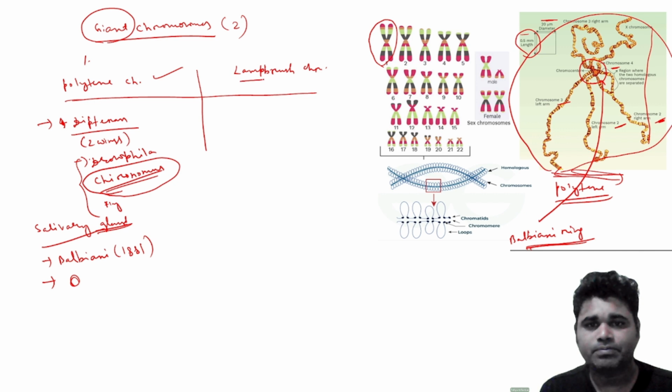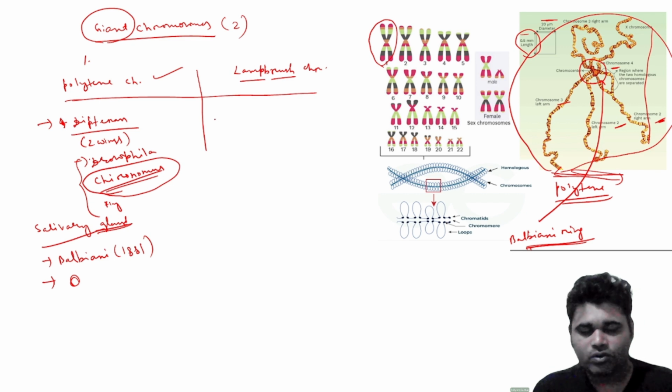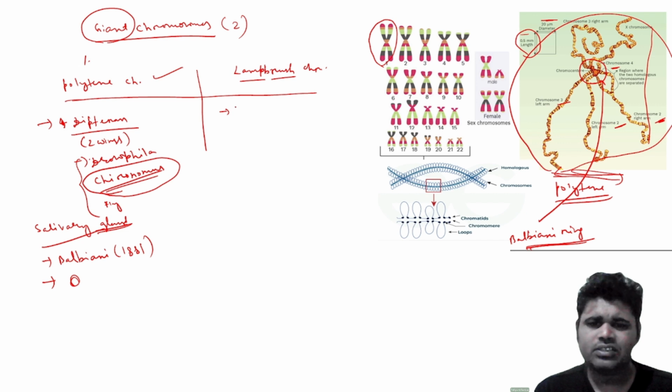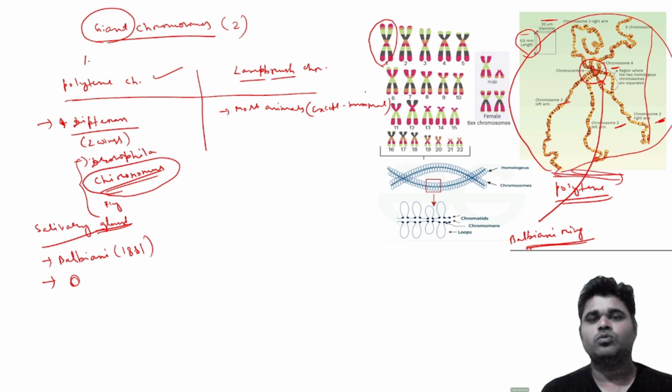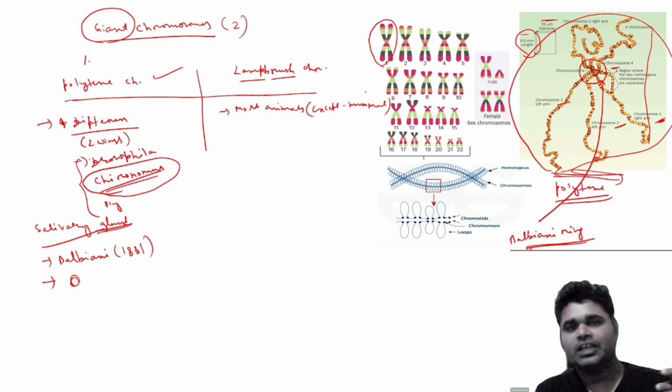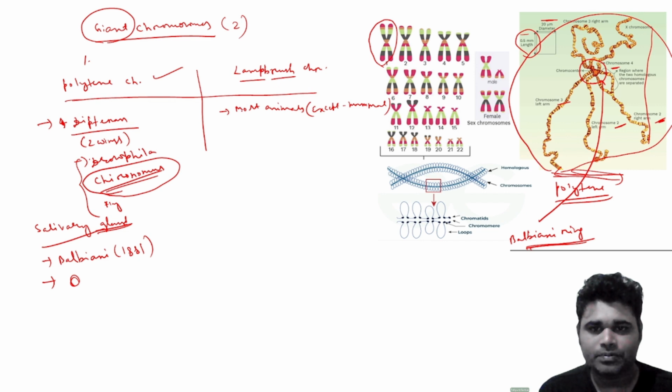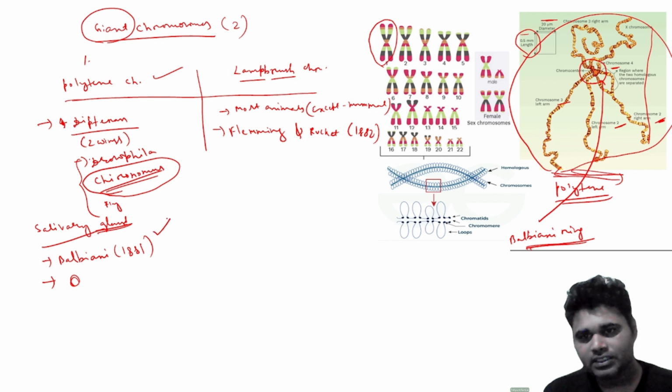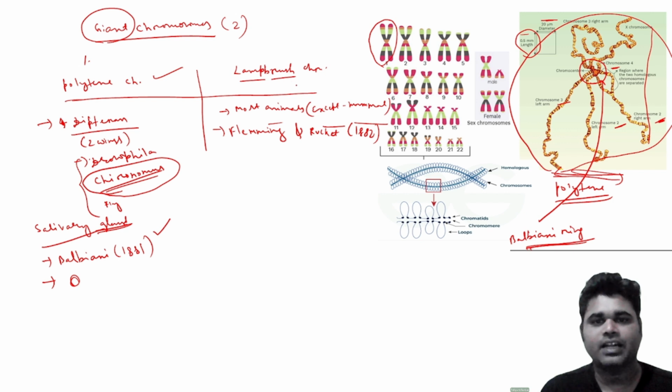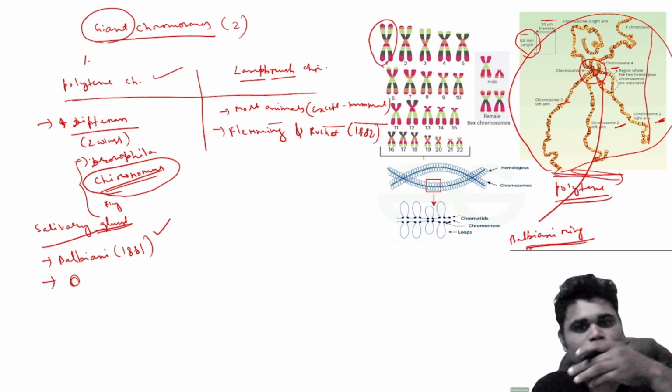Another is the Lampbrush chromosome. The Lampbrush chromosome is found in most animals except mammals. That means mammals don't contain the Lampbrush chromosome. Otherwise, most animals contain it. It was discovered by Flemming and Rückert in 1882, just the next year. In 1881, the polytene chromosome was discovered by Balbiani, and in 1882, Flemming and Rückert discovered the Lampbrush chromosome in most animals, but mammals don't contain it.